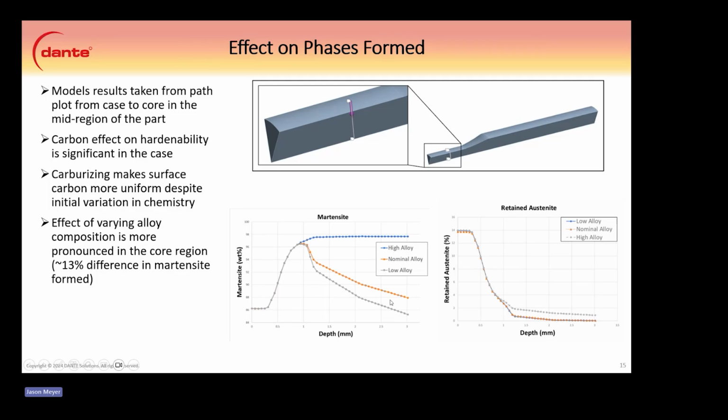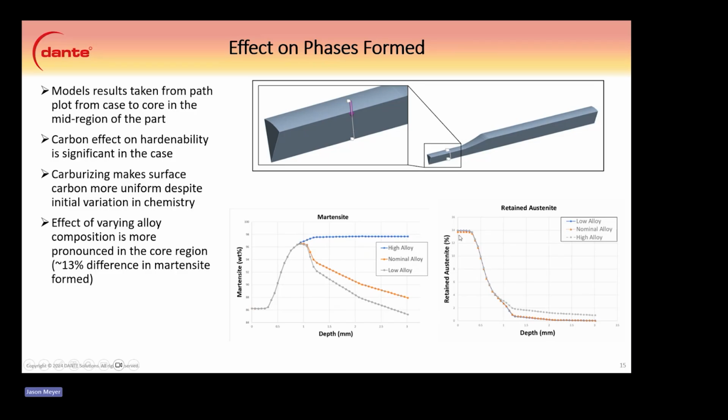And we can see the differences here are mainly in the low nominal and high alloy in the core of the part. So the carburization really helps to make the case more uniform, and so the differences in chemistry really don't have as much of an effect as they do in the core here, where the carbon is low. So the carbon really kind of drives this. We can see that the nominal and low alloys are really close to each other here, like we saw with the chemistry ranges. And then in the core, we can see a lot more martensite being formed from the high alloy.